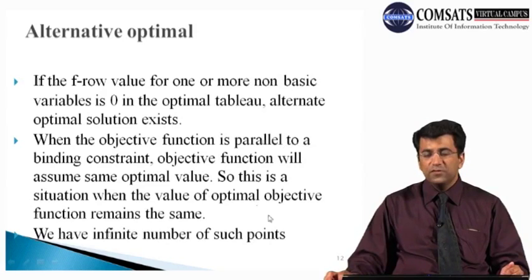So this is the particular situation of that alternative optimal, and this is the situation when the value of the optimal objective function remains the same. By using the many infinite alternatives, sometimes we may have the similar objective function and we have an infinite number of such points. So at all these infinite points you may have the same solution.